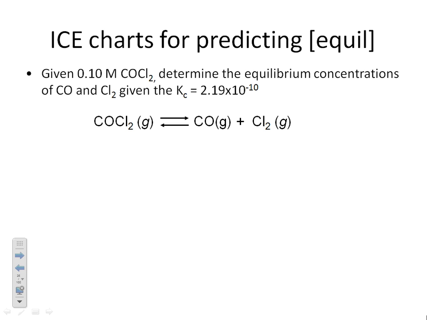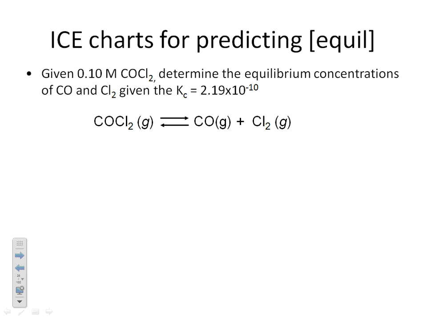Sample problem. Given 0.1 molar COCl2, determine the equilibrium concentrations of carbon monoxide and chlorine gas, given that the Kc value for this reaction is 2.19 times 10 to the minus 10th. So the reaction is provided to us. I really want to stress that we're following the same fundamental set of three steps. We write a reaction, we fill in an ICE chart, and then we go to the equilibrium expression. We plug in and we solve for whatever it is that we're lacking. The distinction now is that we know K and we're looking for concentration. So we're going to do exactly that.